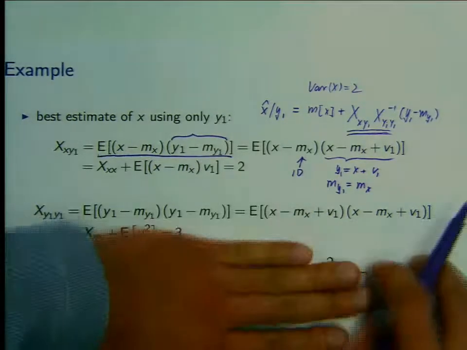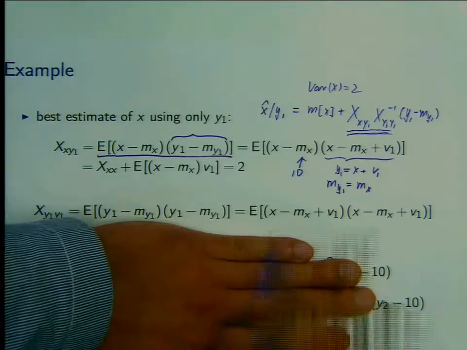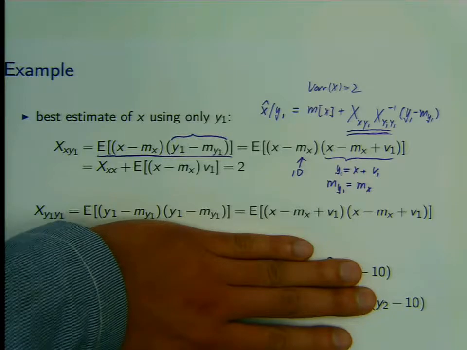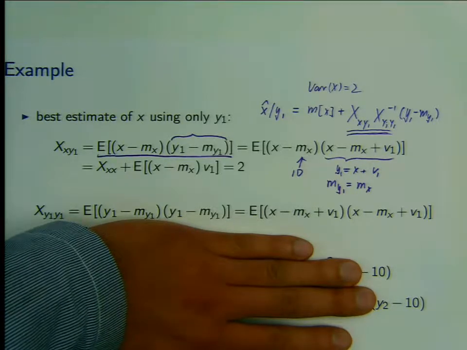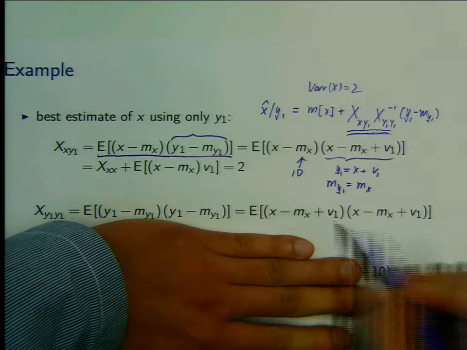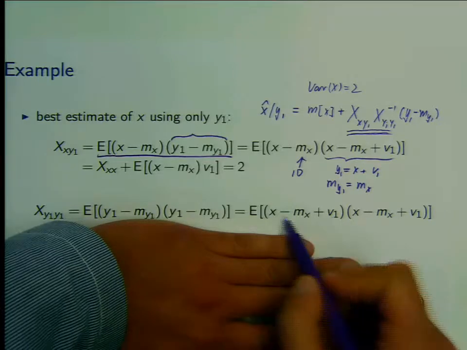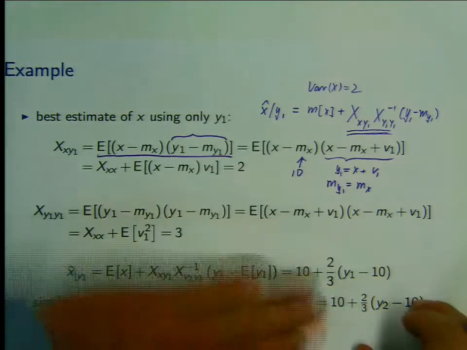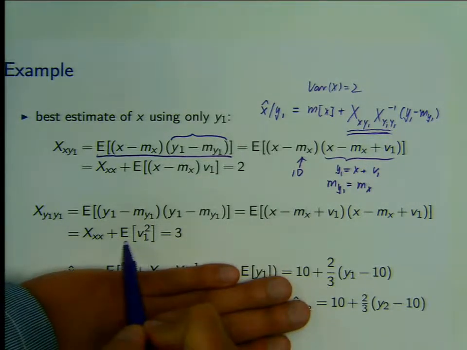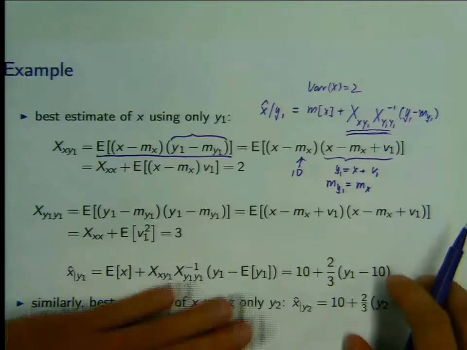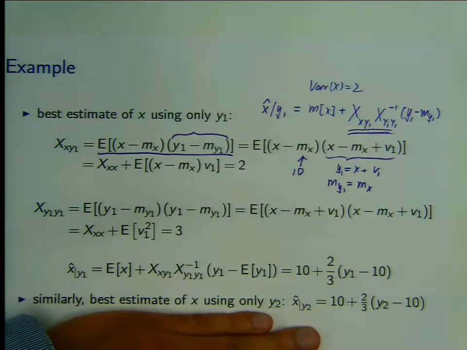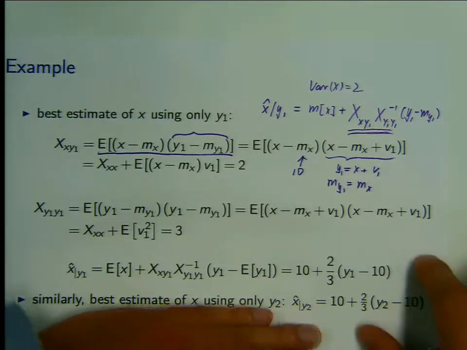Nice. What about this case? A little bit more. Everybody see that? It's going to be the variance of x plus the variance of v1. And because v1 and x are uncorrelated, there's no cross product term. So this is 2, plus the variance of v1, which is 1, so it's going to be 3. Do this practice yourself, because when deriving the Kalman filters, we'll be using these tricks again and again.